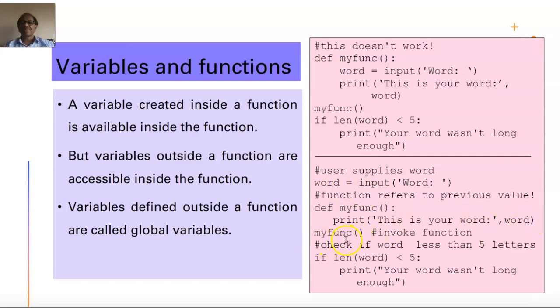So you call myfunc, you are invoking the function. Then if the length of the word is less than 5, your word wasn't long enough, right? Now this program works because the variable word is defined outside the function and is used inside the function, whereas this one will not work because the word variable is defined inside the function and we are trying to use it outside the function.